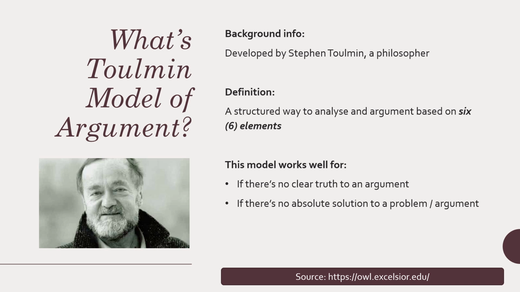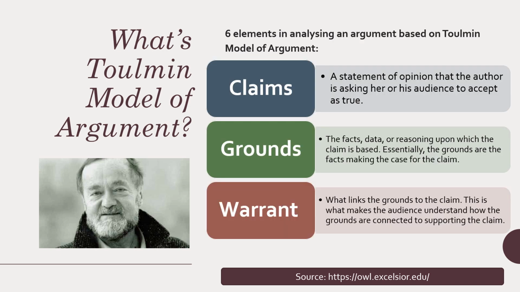Okay, now let us look at the 6 elements. Yeah. Number one, claims. So what is basically claim? A claim is a statement of opinion that the author is asking her or his audience to accept as true. Okay. And then the second element is grounds, the facts or data or reasoning upon which the claim is based. Essentially, the grounds are the facts making the case for the claim.